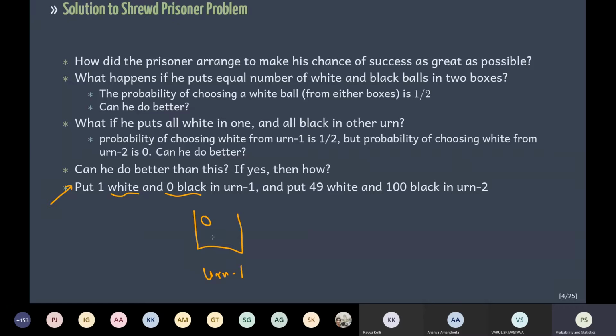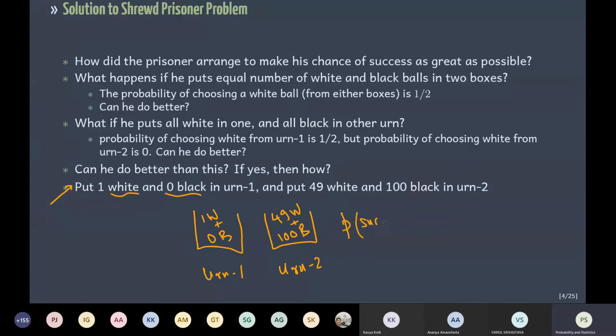So he puts 1 white and 0 black in the first urn, and in the second he puts 49 white and 50 black. Okay, so let us calculate the probability of his success.